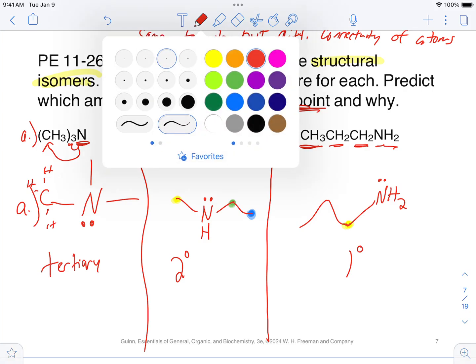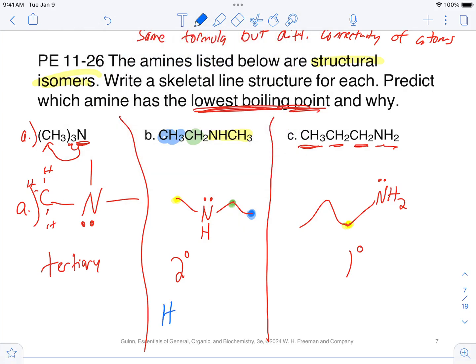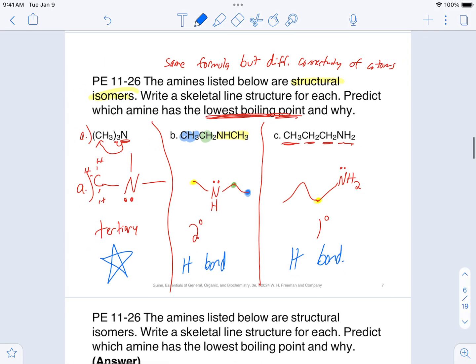So B and C have hydrogen bonding, which means a higher boiling point. So this guy would have the lowest boiling point because he does not have hydrogen bonding. He has dipole-dipole forces and London dispersion. So that would be the lowest boiling point.